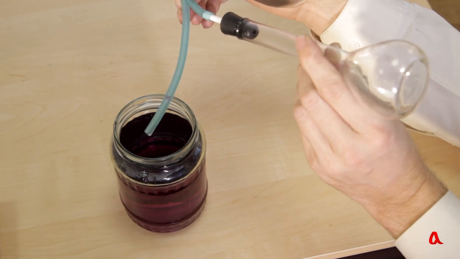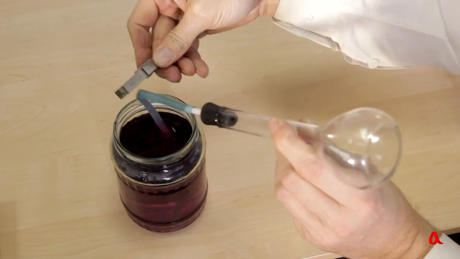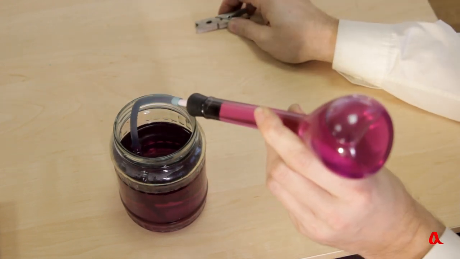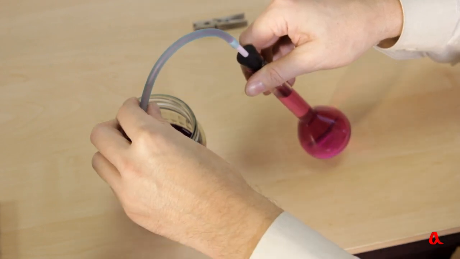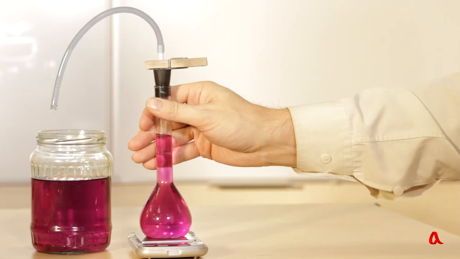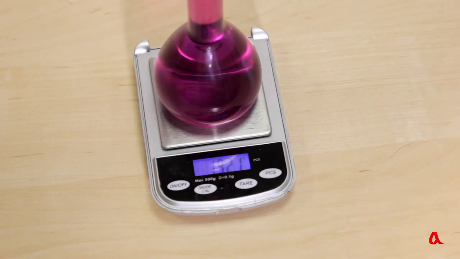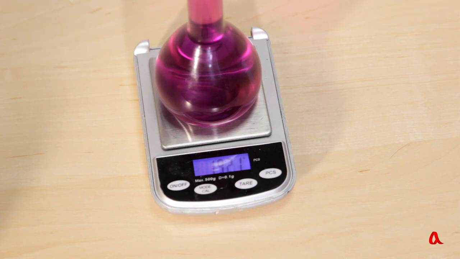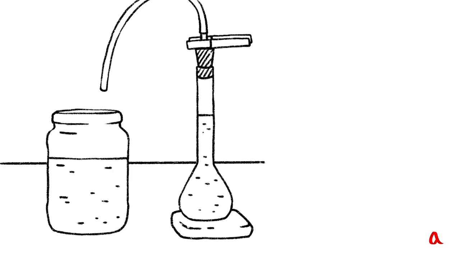Let us lower the tube's end into a jar with water and take off the peg. The water rushes into the flask and nearly fills it up. This means we have actually pumped almost all the air out of the flask. Let's weigh the flask with the peg and the water inside. It weighs 192.1 grams, which means the water in the flask weighs 108 grams.